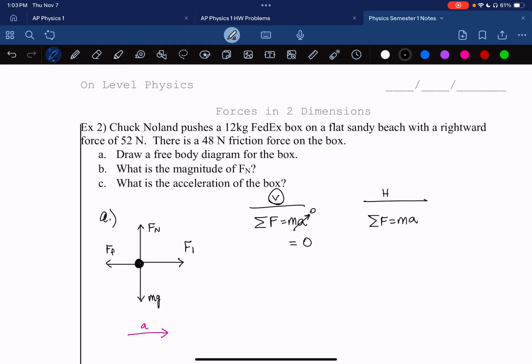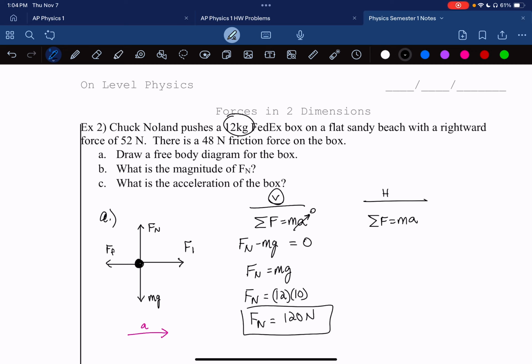So m times 0 is 0. We'll put our vertical forces. We'll subtract them because they're in opposite directions. And we'll get exactly the same thing we got before, but with these numbers. So the mass is 12, g is 10, and so that's 120 newtons.